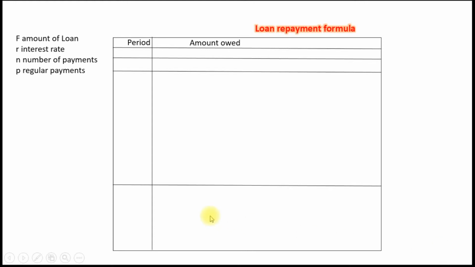Hi, in this video we're going to look at how we derive the formula for loan repayment. We're assuming we have borrowed a sum of money, say a mortgage, and we make monthly payments over a number of years. How much would be the regular monthly payments that we would have to make to pay off the loan?